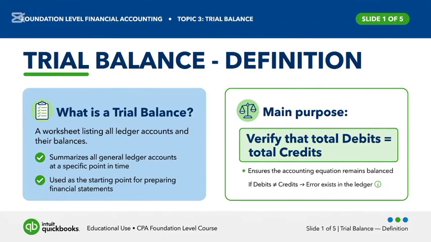Section 1, Definition. First, what is a trial balance? A trial balance is a list of all ledger accounts with their debit or credit balances. The main purpose is to verify that total debits equals total credits. It also serves as the foundation for preparing financial statements. Think of it like a builder checking the foundation before building.